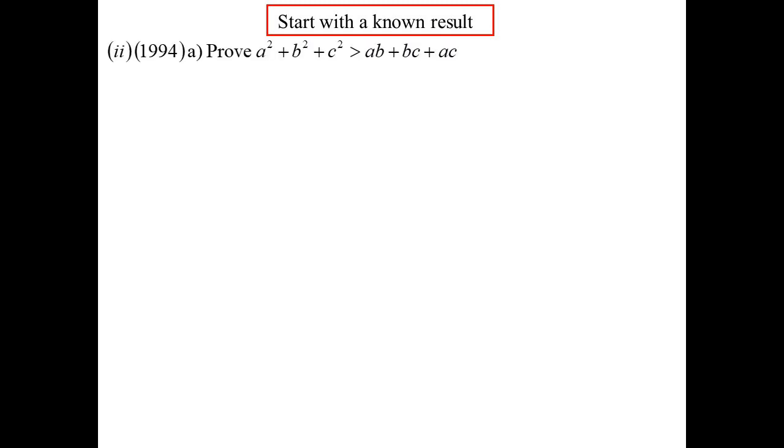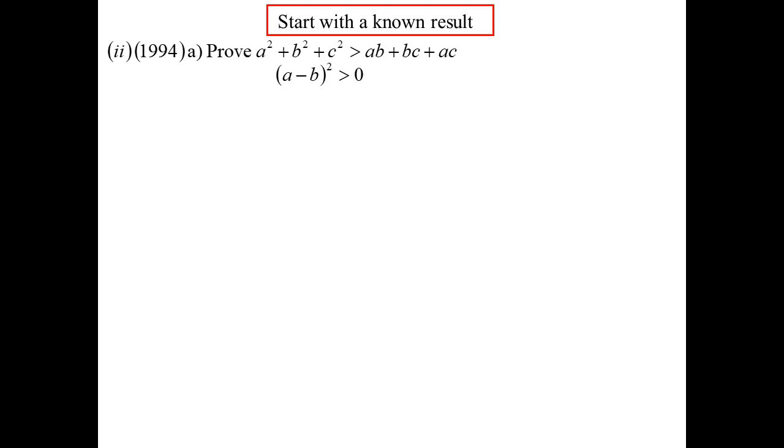Even older, 1994, goodness me. We're going to prove that a squared plus b squared plus c squared is always greater than ab plus bc plus ac. Assuming positive numbers here, by the way. I didn't write it there, but a lot of these you'll see that we assume positive numbers for these inequality questions. Here's the fact I'm starting with.